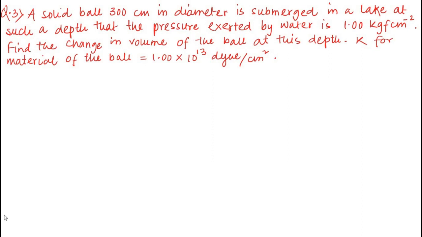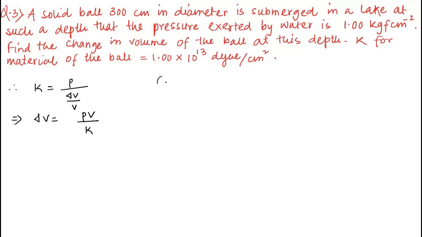Question number 3. A solid ball 300 centimeter in diameter is submerged in a lake at such a depth that the pressure exerted by water is 1 kgf centimeter inverse 2. Find the change in volume of the ball at the depth. K for material of the ball is 1 into 10 to the power 13 dyne per centimeter square. Okay, so you all know that K is equal to P divided by delta V upon V. So from here, delta V is equal to PV upon K.